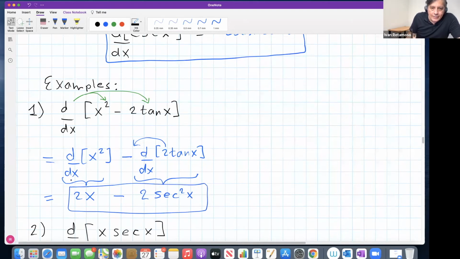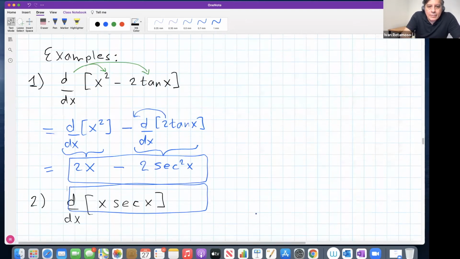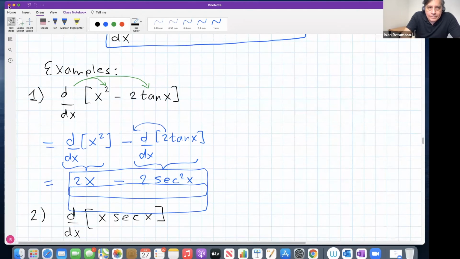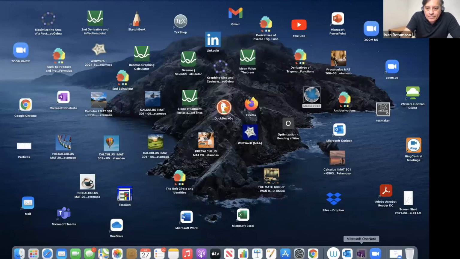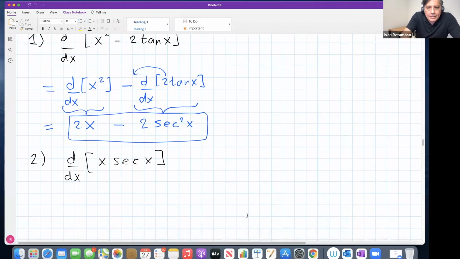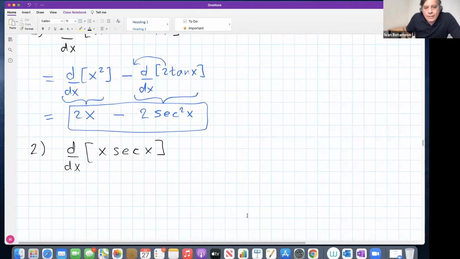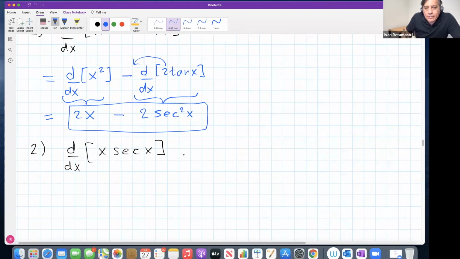Very good. Moving on, another example here. Let's check that out. It says take the derivative of x times secant of x, the product of two functions, right? So quickly you identify the first factor as f, the second factor as g, right? It's a product of two functions.